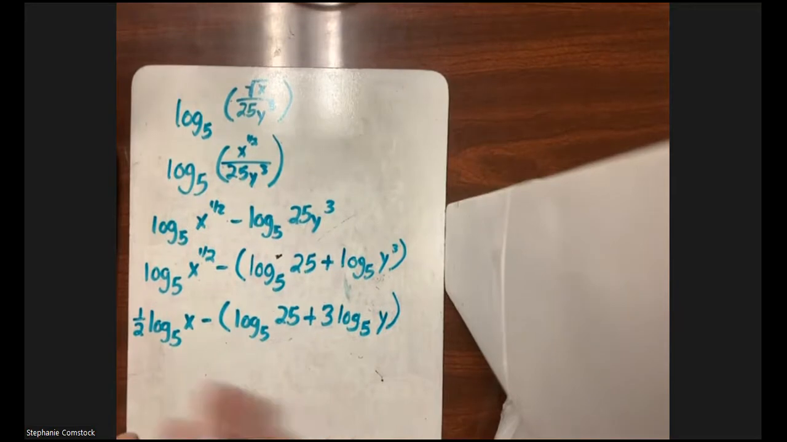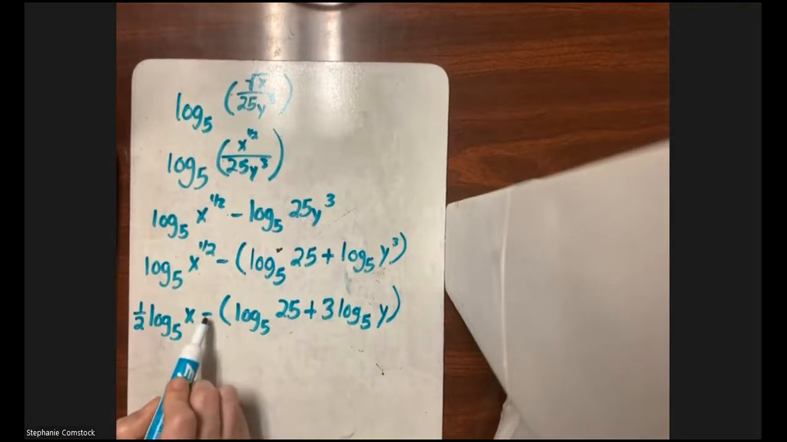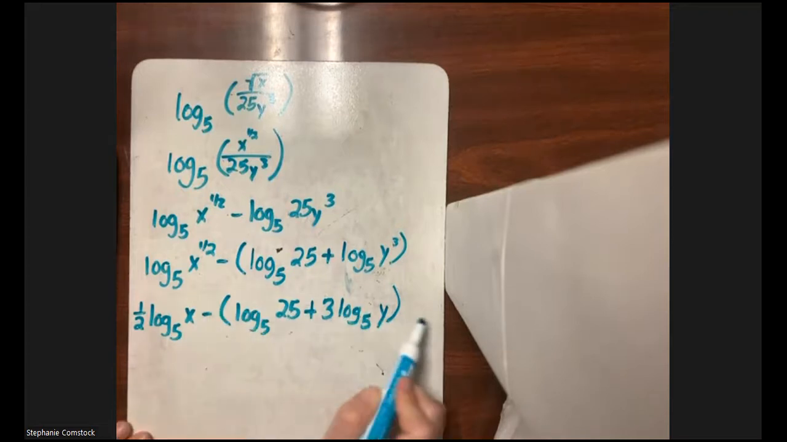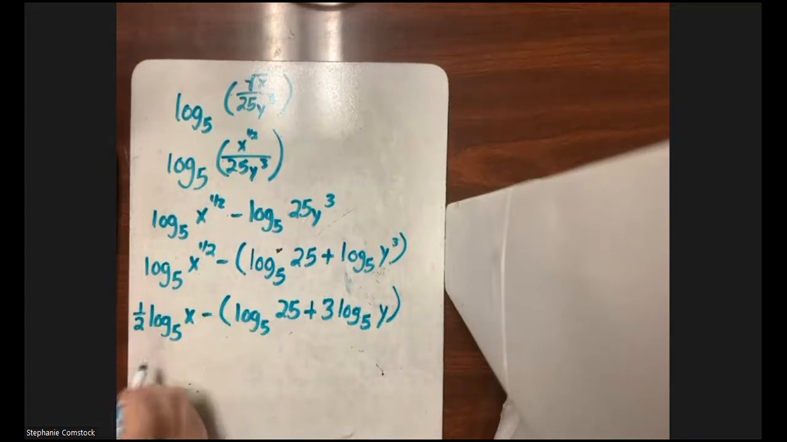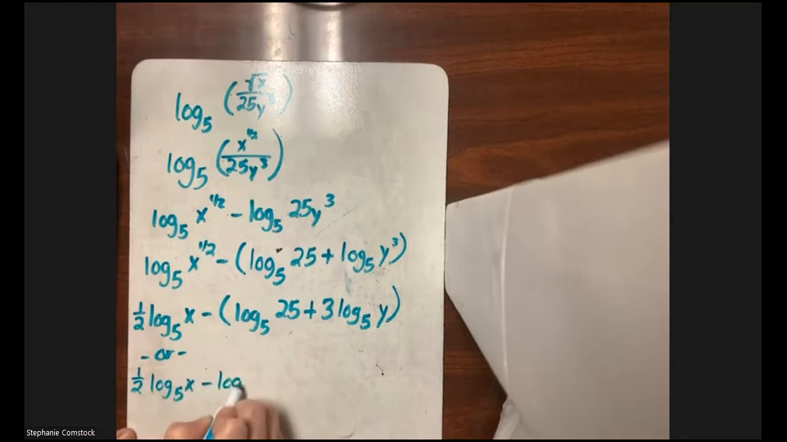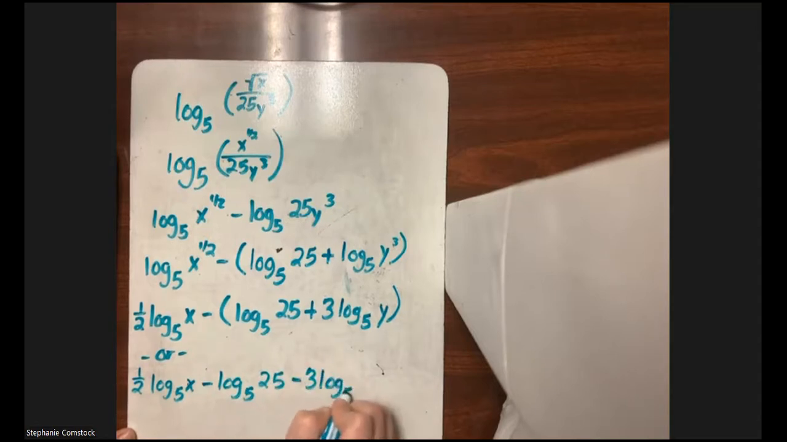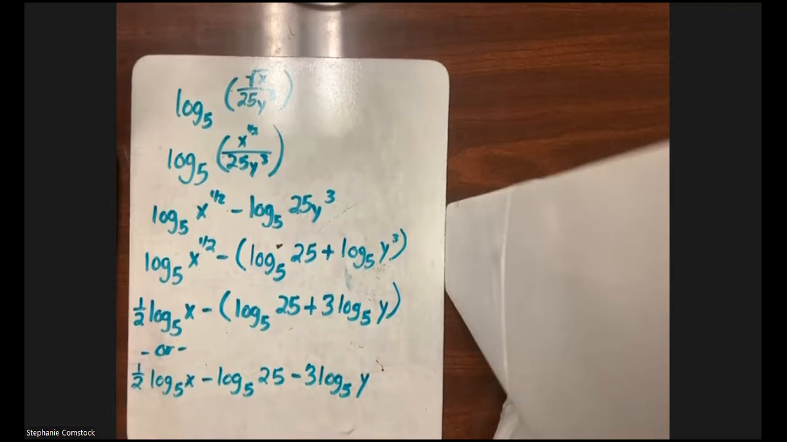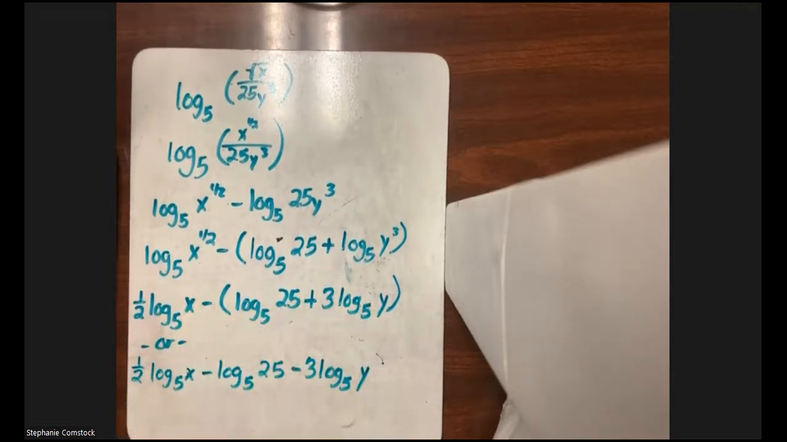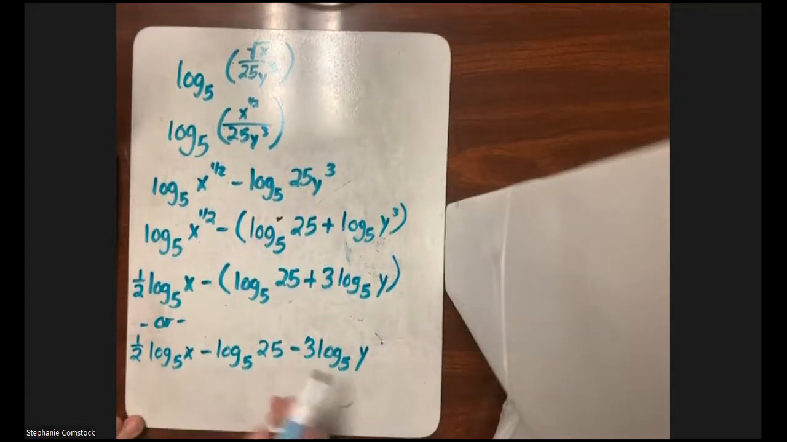Okay. Now, this is expanded at this point, but there are a couple of other notations that can be done. One option is the same way that we see in traditional algebra. This subtract could be pushed all the way through. So, kind of an or statement here: 1/2 log base 5 x minus log base 5 25 minus 3 log base 5 y. So they could go ahead and distribute that subtract through that set of parentheses, and we end up with something like this. Now, the other thing is log base 5 of 25.